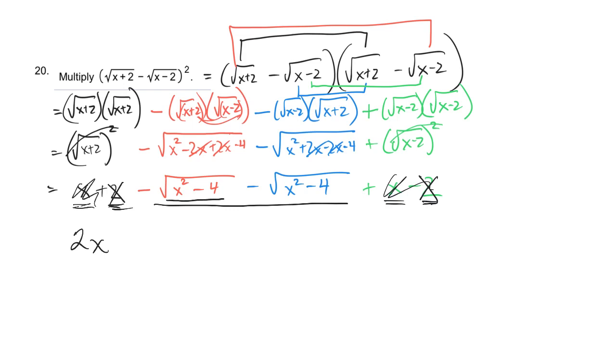Oh, and the square roots are identical, so if they're identical, I can combine their coefficients. So down 1, down another 1, I'd be down 2 root x squared minus 4. All right, hopefully that helps you with those two questions where you're multiplying radicals.